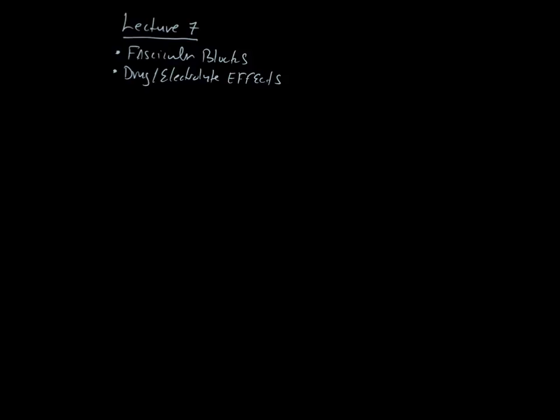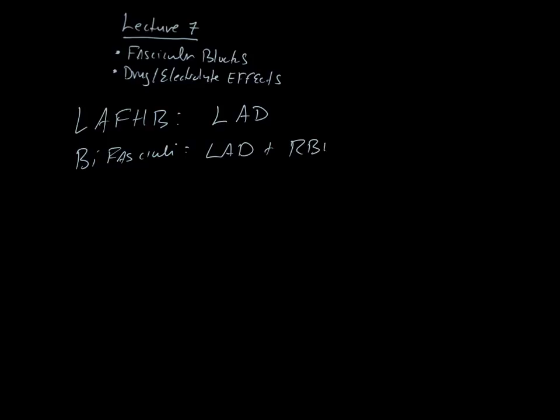Okay, so fascicular blocks, you have a few different flavors. Let's talk about a left anterior fascicular hemiblock. What is that going to look like? What's a classic thing that tells us we have a left anterior fascicular hemiblock? Left axis deviation, right? What would tell us that we're dealing with a bifascicular block? Left axis deviation and a right bundle branch block.